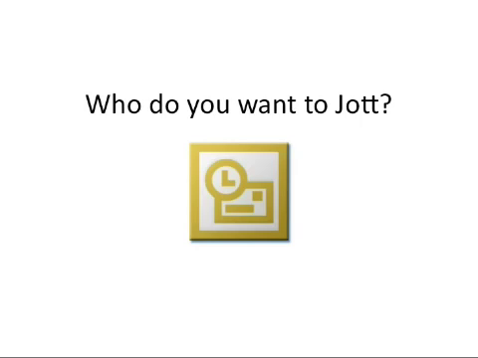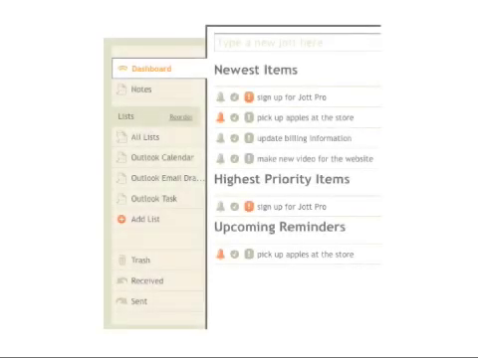With Jott for Outlook, you can create tasks, email drafts, and calendar appointments with your voice. It's like taking your Outlook with you wherever you go. First, you'll need to download the Jott for Outlook plugin. This will automatically add 3 lists to your account.